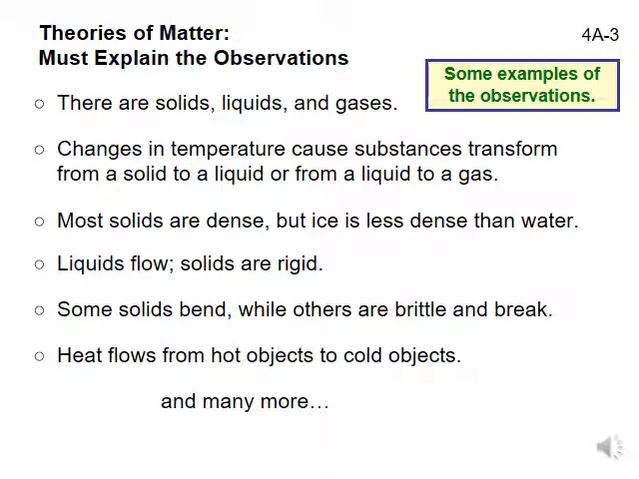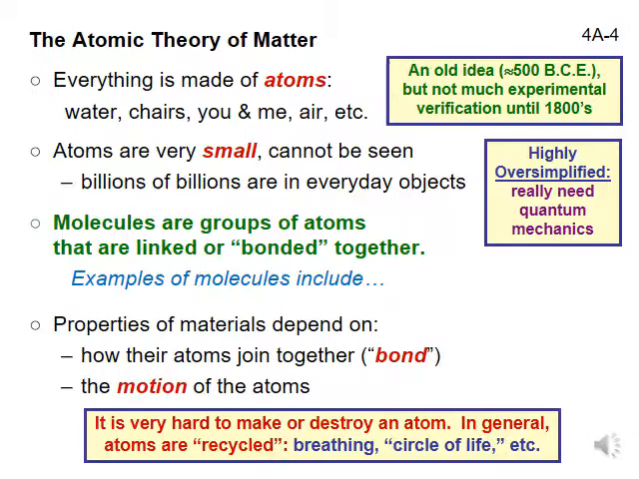This typically changes the density of the substance. The solid form of a substance is typically more dense than the liquid form, but there are exceptions like water. Ice has a lower density than liquid water. And heat flows from hot objects to cold ones. These are just a few of the observations of material things that any good theory of matter will need to be able to explain.